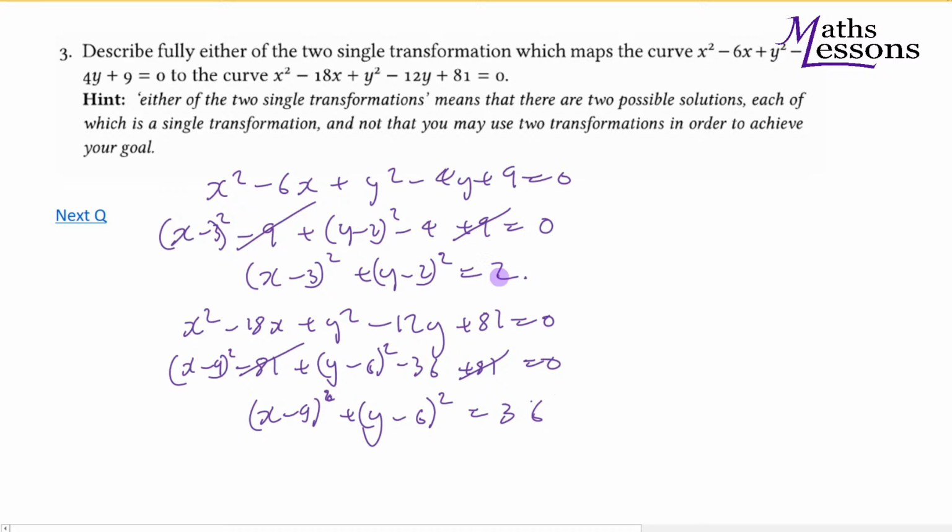And I just made a mistake. That wasn't 2. That should have been a 4 there. Okay, I was thinking of 2 squared for the radius.